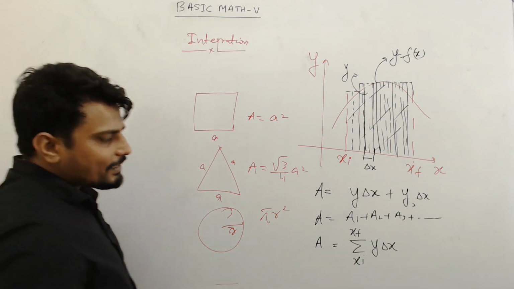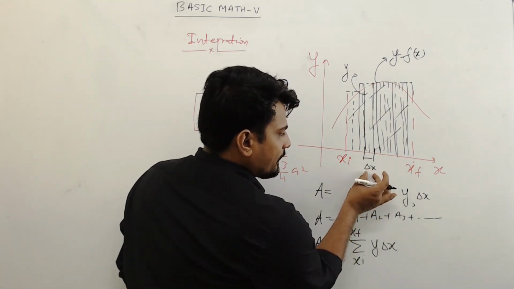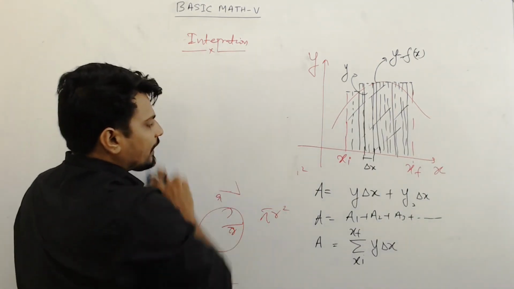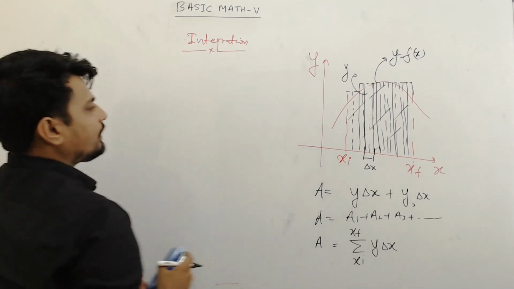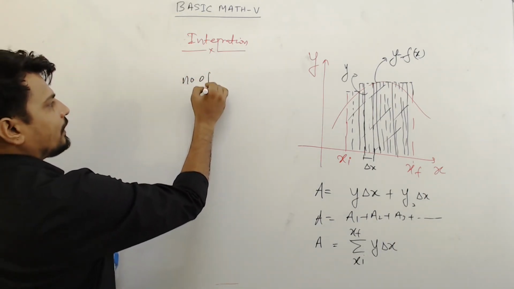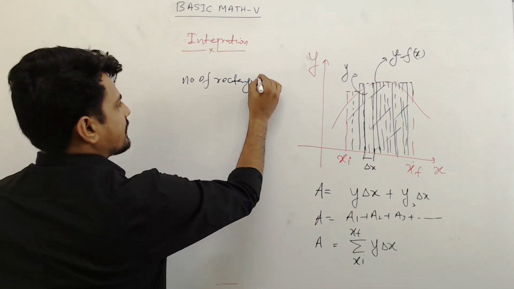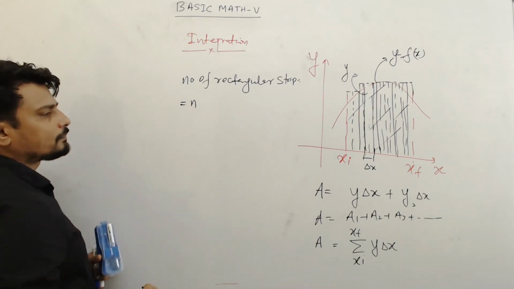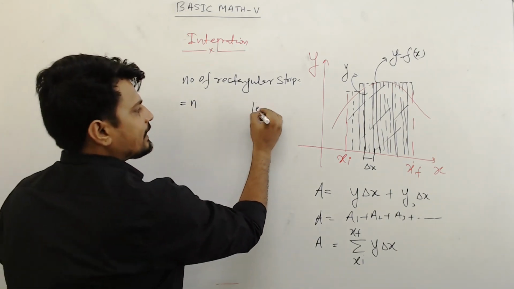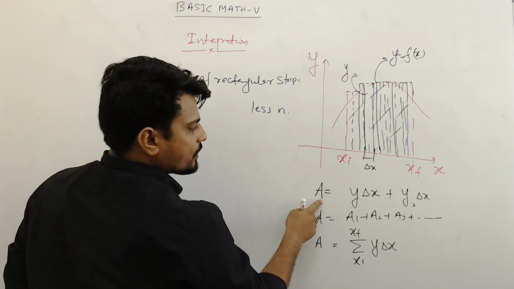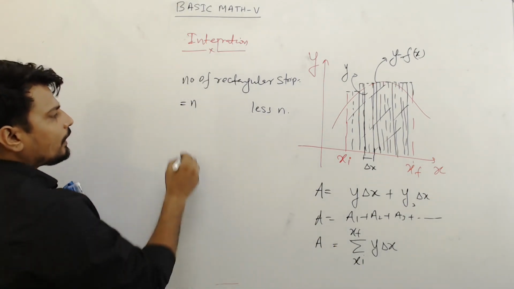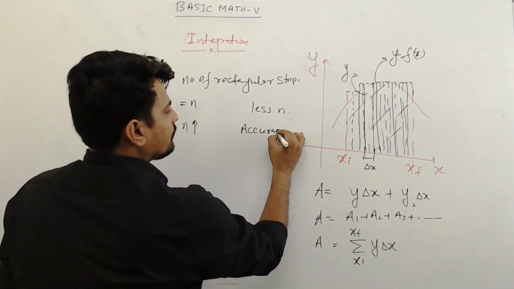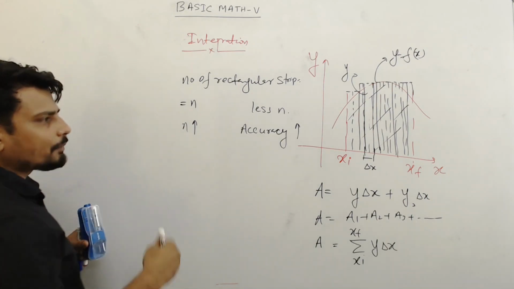To get a more precise area, if I shrink delta x almost close to 0, that would give you an infinite number of such strips. Understand this carefully. Let the number of rectangular strips be n. If I have a smaller n, it means the accuracy of the area would be less. If I increase the value of n, the accuracy will also increase. It's going to be more precise.